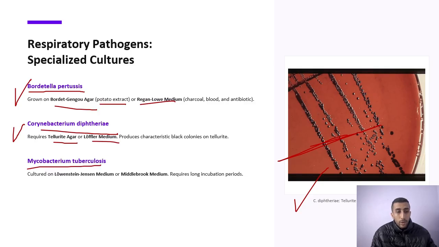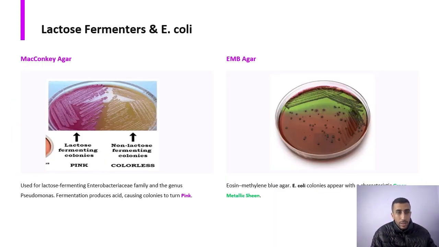Lastly, Mycobacterium tuberculosis, after we identify it with special stains, we need to culture it. It is cultured on LJ media or Middlebrook medium, and it requires a long incubation period. So we start treating and don't essentially wait for the cultures, as we are also going to discuss later.